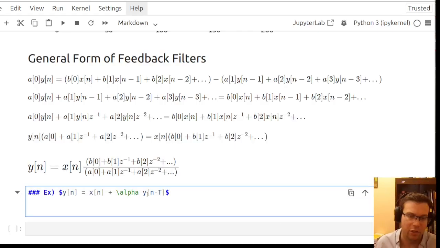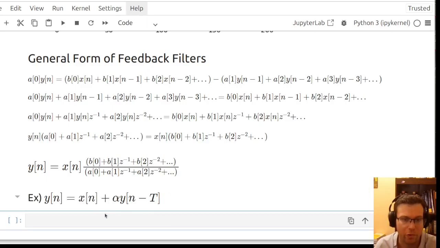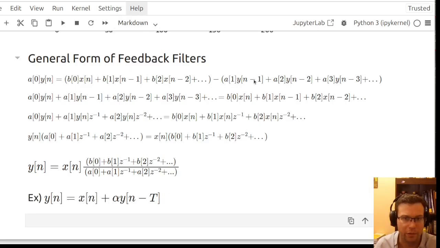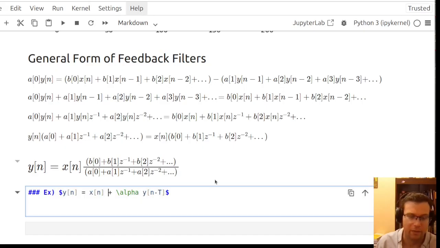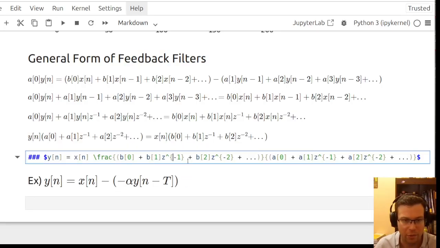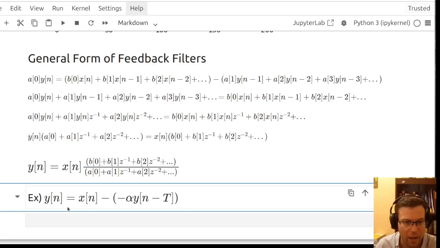Okay, so just as a sanity check, let's look at the example that we had before. And if I put it into this form, what I realize is, okay, it's actually supposed to be minus all the y terms. So I'll do minus, this is a little bit weird, but minus negative alpha. That's the same thing as plus alpha. And then what I can do is take this equation and say, okay, I have a of 0 in front of yn here, that's just 1. And then I've got b of 0 is 1 and no other b's.